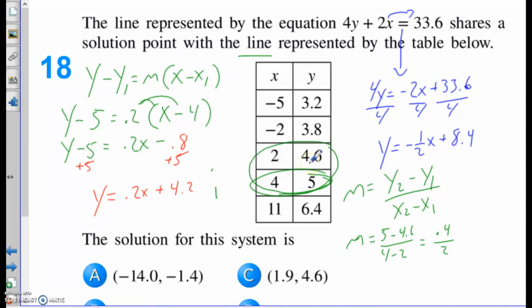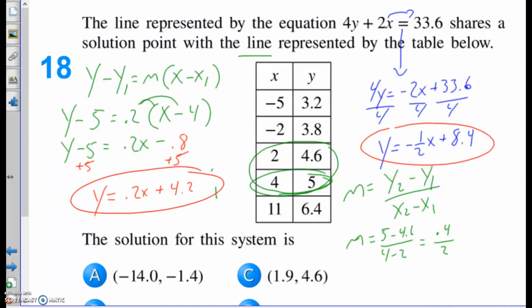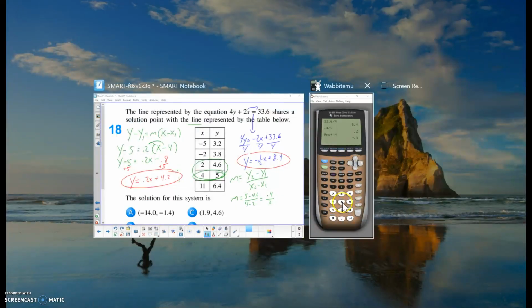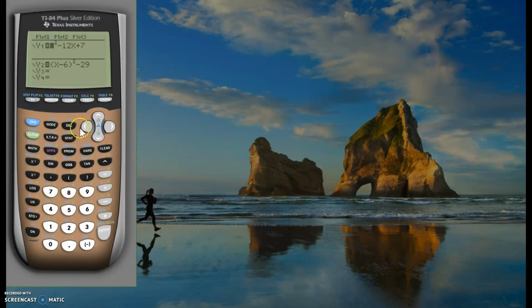All right, negative 0.8 plus 5. And what I'm going to do is use my calculator. I'm going to type these things in and find out where they cross. And again, like I said, this is a mess of a question. So first one is 0.2x plus 4.2. So let me type that in. So y equals, let me clear out any old equations I have in there. 0.2x plus 4.2.